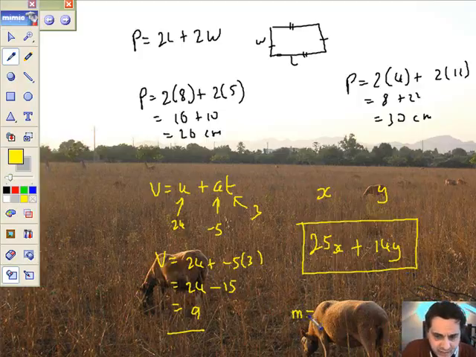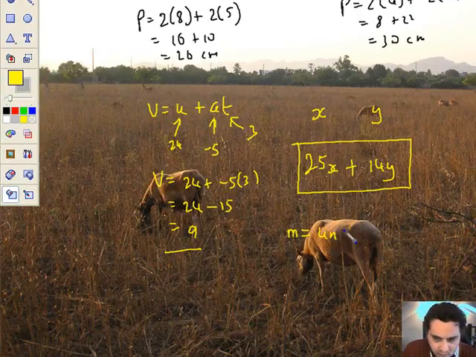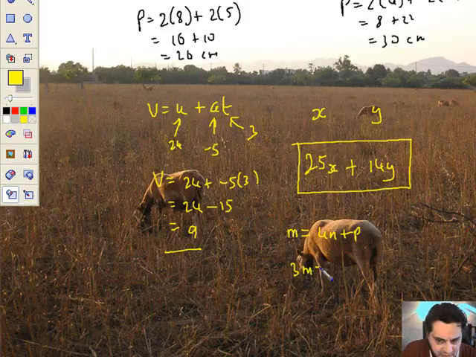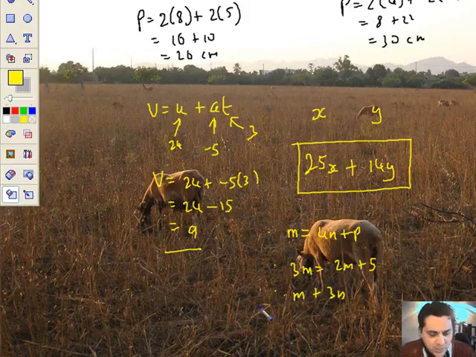Question 9. I've got this here. M equals 4n plus p, and I've got 3m equals 2m plus 5. I've got m plus 3n. Now these are 3 offerings, and which of these words, expression, equation, and formula, best describes the following? Right, let's have a look.